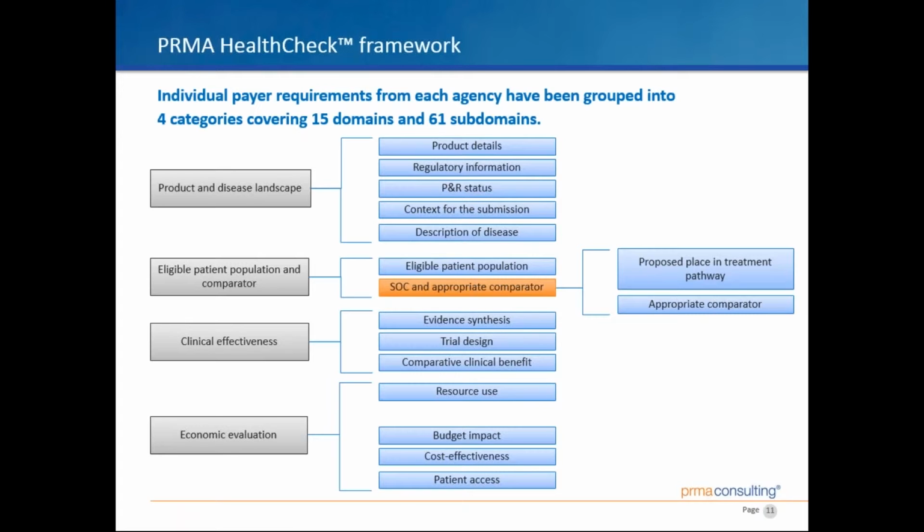For comparative effectiveness payer archetypes, there is the need to accurately map the treatment pathway on a country-by-country basis and define the exact positioning of the product in that treatment pathway in order to determine the appropriate comparator and the product that it will be compared to.